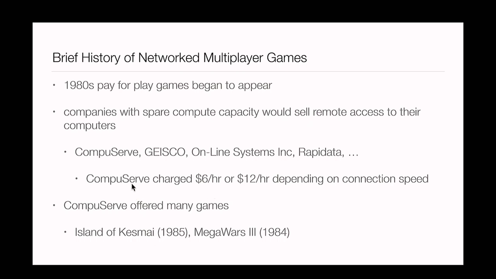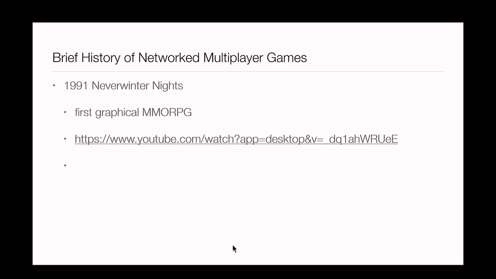Right? CompuServe in particular had a bunch of games that you could play. Island of Kesmai is a famous game that you could play. Mega Wars 3, another famous game that you could play, both multiplayer games. Right? Neverwinter Nights. Some of you might have played the Obsidian version of Neverwinter Nights. This is not the one. So 1991, the original version of Neverwinter Nights, again, it's based on Dungeons & Dragons, was your first graphical MMO, or massively multiplayer online role-playing game.